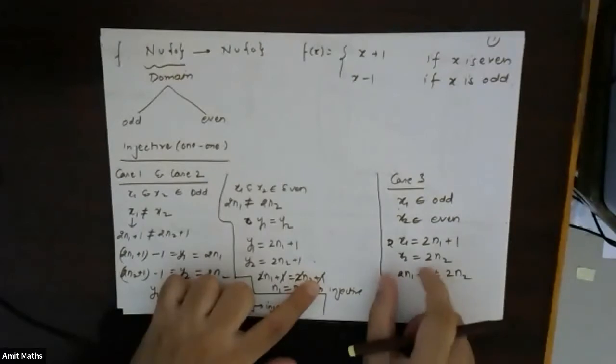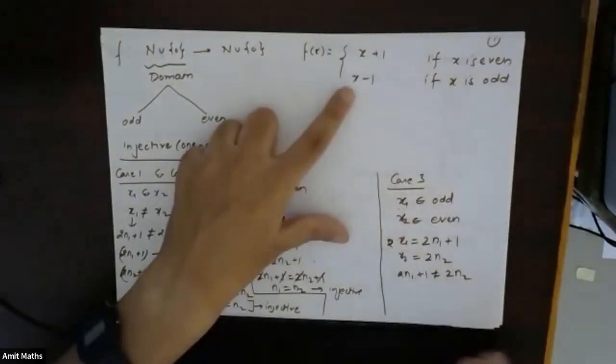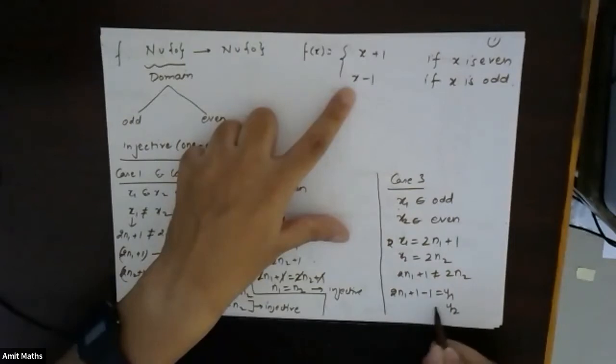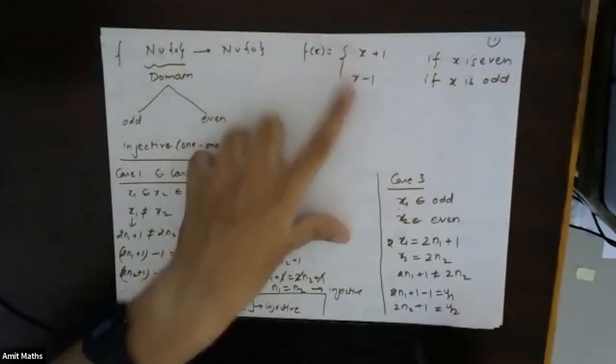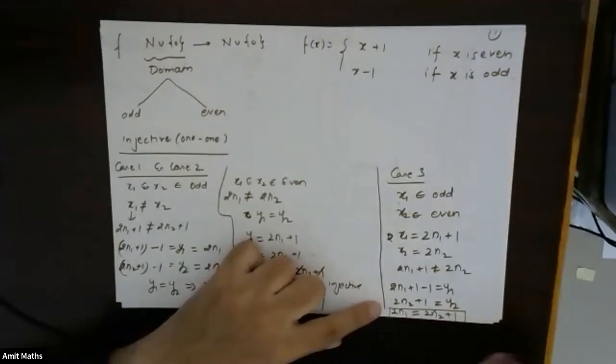If I substitute x1 and x2 in the function, because x1 is odd, I will substitute in x minus 1. So this becomes 2n1 plus 1 minus 1, this is y1, and y2 becomes 2n2 plus 1. If I set them equal, this becomes 2n1 equals 2n2 plus 1. This is a different solution other than n1 equals n2. Hence this one is not injective.